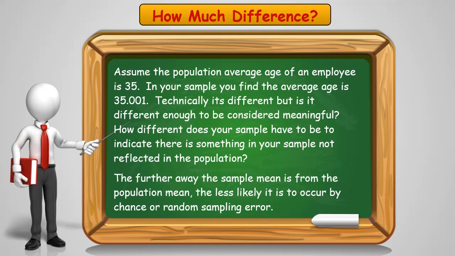So how much difference does there have to be? Assume my population average age of an employee is 35, and in my sample I find the average age is 35.001. Technically, yes, it's different, but is it different enough to be considered meaningful? How different does your sample have to be to indicate that there is something wrong with the sample not reflected in the population? The further away the sample mean is from the population mean, the less likely it is to occur by chance or random sampling.